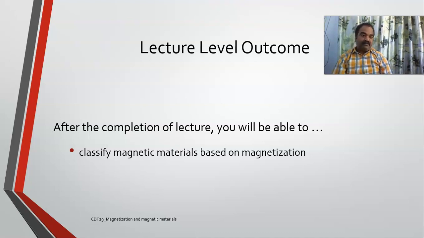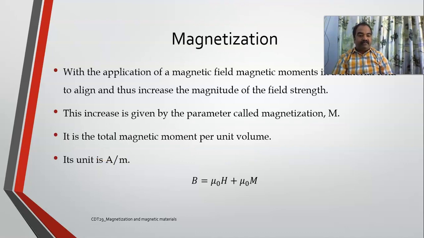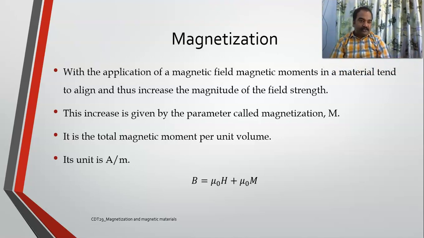So I hope that by the end of this lecture, you will be able to classify the magnetic materials based upon the magnetization. And before going any further, let's have a quick discussion about how magnetization is measured. With the application of an external magnetic field, the magnetic moments in a material tend to align and thus increase the magnitude of the field strength, which means earlier the magnetic dipoles were arranged randomly, with net magnetic moment being zero or some value.